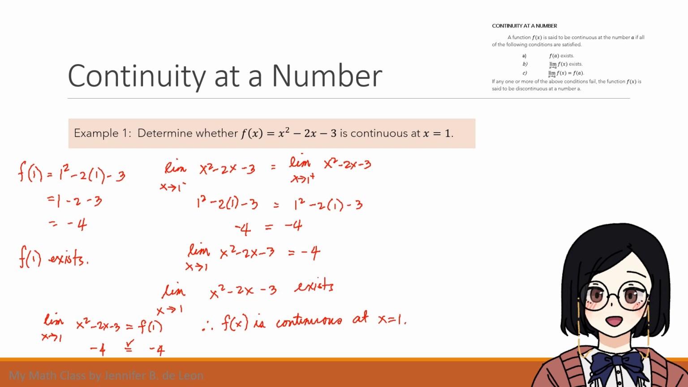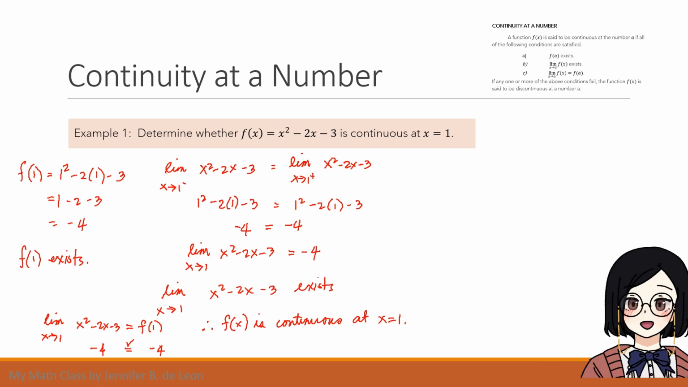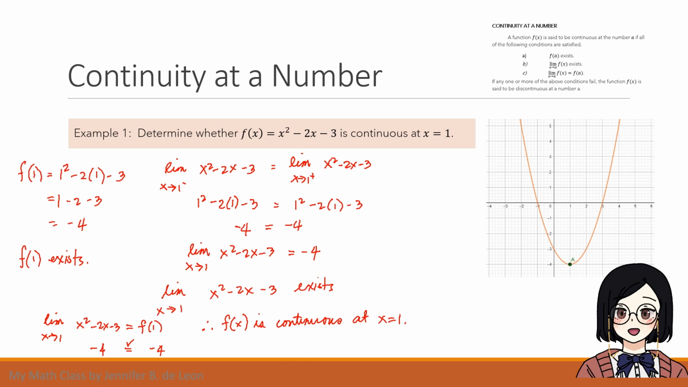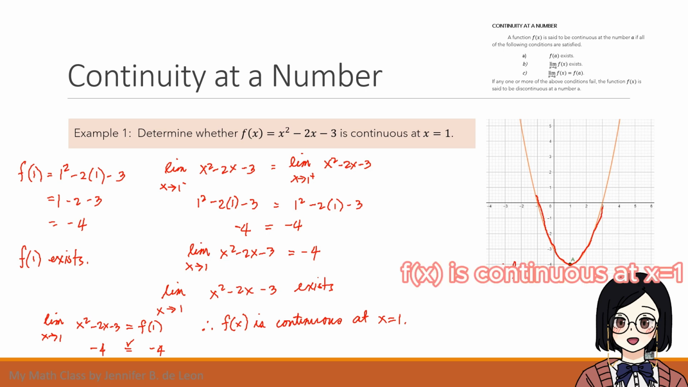We use the graphical method to confirm our conclusion that the function is continuous at x equals 1. Using GeoGebra or Desmos, we can have this graph and we can plot the point at which x equals 1. So here we have x equals 1. Now, if we trace the function, we can see that we can pass through this point without lifting our pen. Hence, we can say that f of x is continuous at the given number x equals 1.